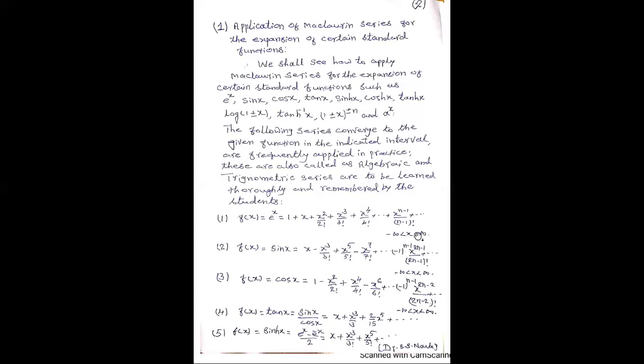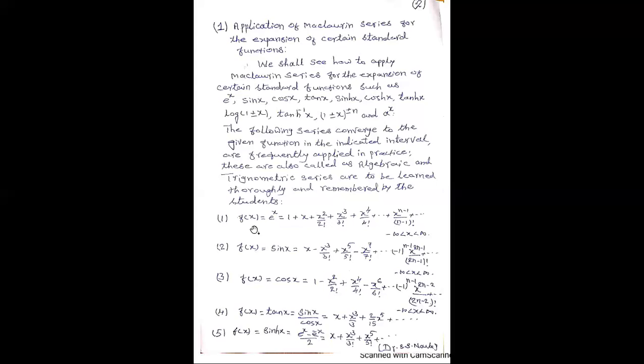Now this is the interval where this becomes an infinite series, and this function represents the e raised to x function, an exponential function. So by making use of the Maclaurin series, this f of x is expanded in the ascending powers of x. This is x, x square upon 2 factorial, and so on.